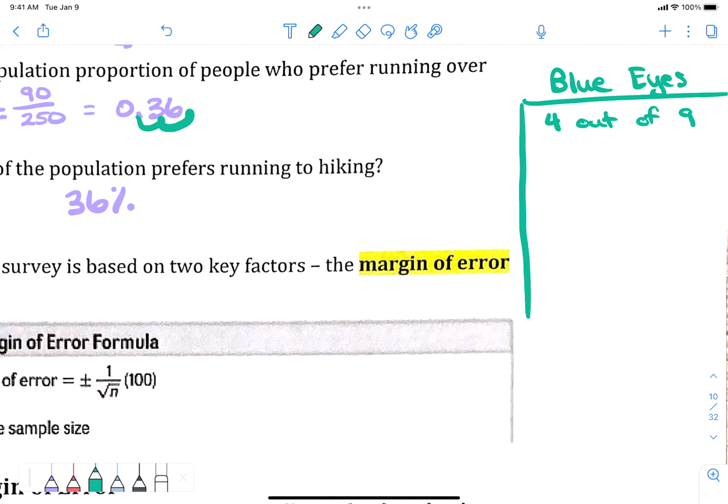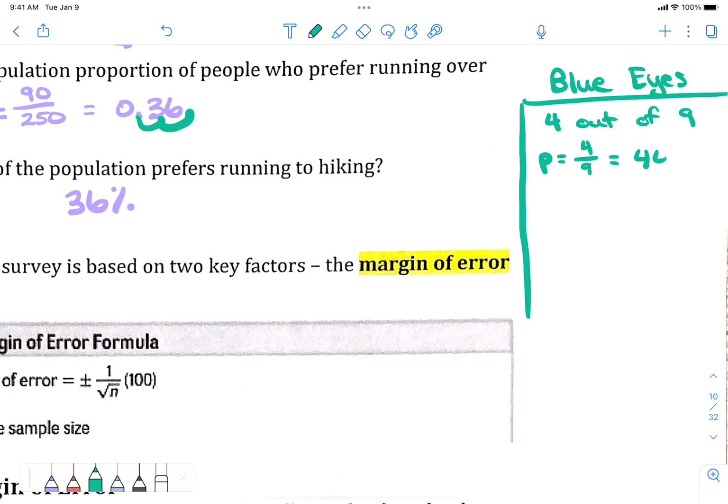That was the same actually as what we had 6th period. We had 4 out of 9, so that's kind of exciting. 4 out of 9 have blue eyes. Write that down off to the side. So the proportion of blue-eyed people is 4 over 9. Do you know what that is as a decimal? You know your 9s? 0.4 repeating.